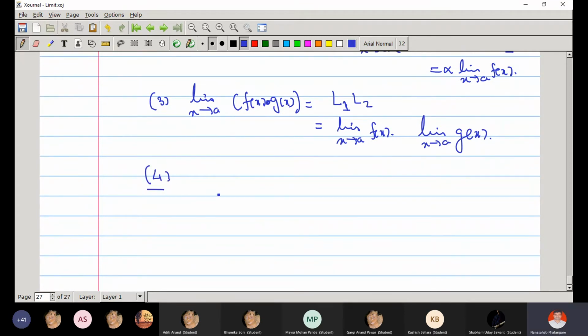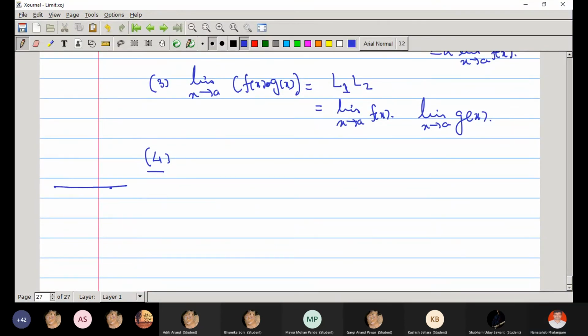Fourth, okay, what should be the fourth one? Division. But there is a problem. What will happen? To divide, the thing should be nice, right? Means what? If L2 is 0, how can you divide?